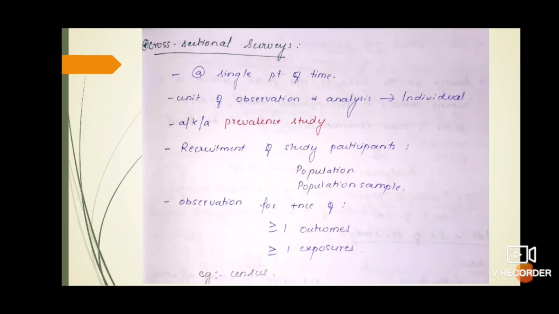And now we come to the cross-sectional study designs. That is a study at a single point of time, and the unit of observation and analysis is an individual, and this is also called a prevalence study. In this study, the recruitment of the study participants will be from the population or a sample of the population, and it helps for observation of one or more outcomes and one or more exposures.